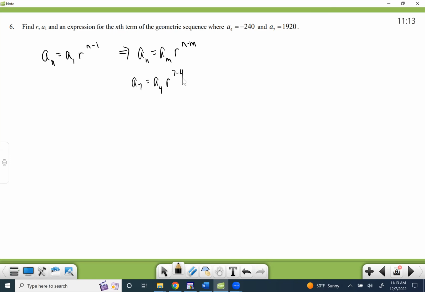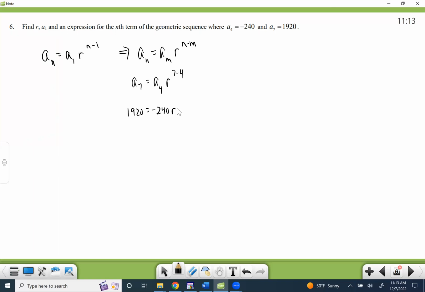Okay. Always make sure that you have the bigger number here and the smaller number here. That way, when you subtract, you get a positive number. You don't want to have a negative number here. Okay. So it looks like A sub 7 we have is 1920. A sub 4 is negative 240.